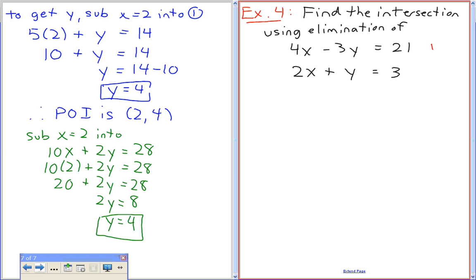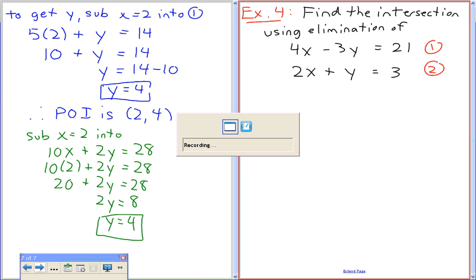Okay, so the first equation here is 4x minus 3y equals 21, and then 2x plus y equals 3. I'll hit pause right now. I'll give you guys a second to try it out yourselves.